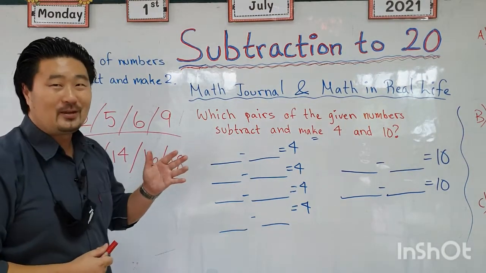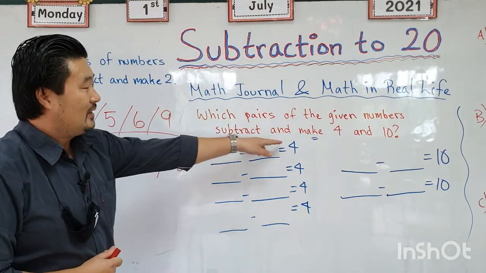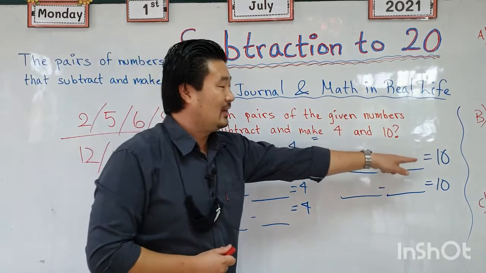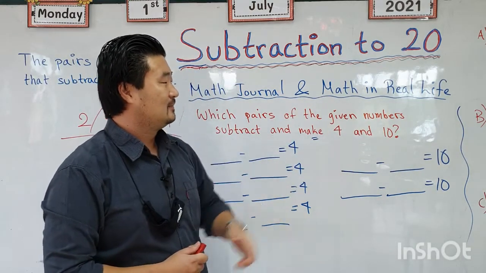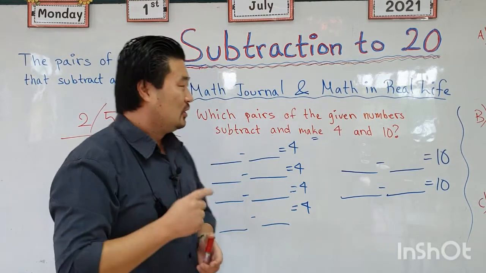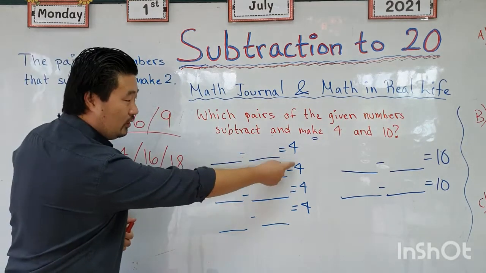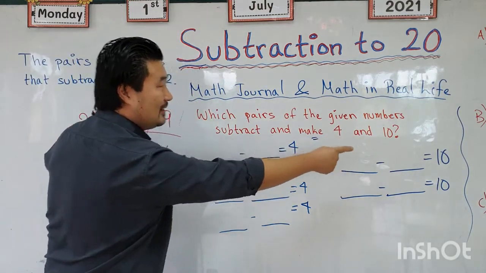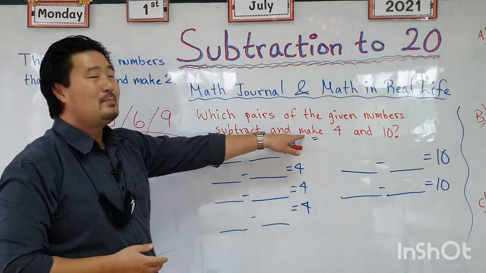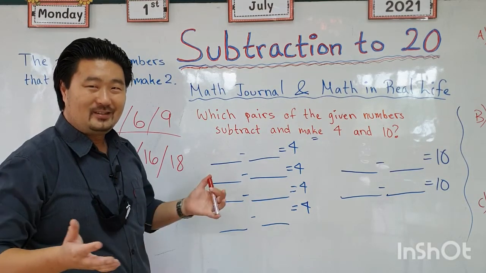But I will not help you now. I have given you help by telling you that equals 4, you have 4 number sentences. Equals 10, 2 number sentences. Now you have to figure out which combination of these numbers equals 4 and equals 10. Same, equals, same as make 10. Okay? I hope you understand.